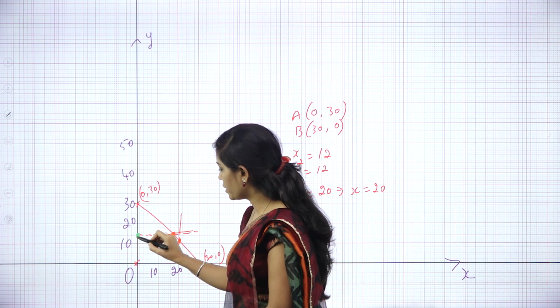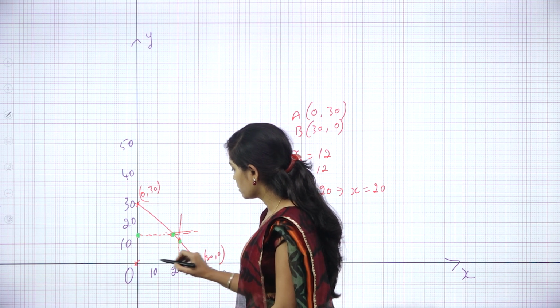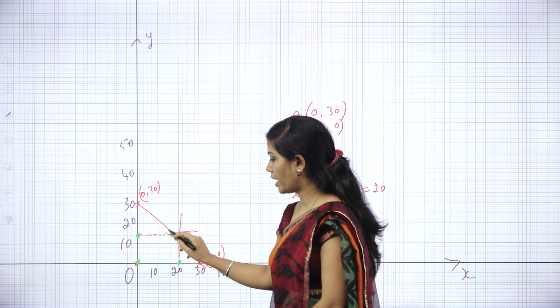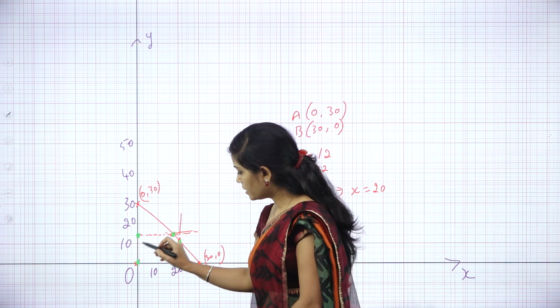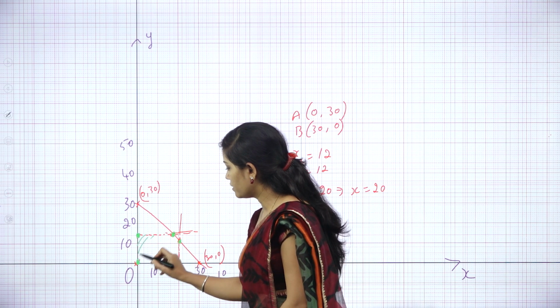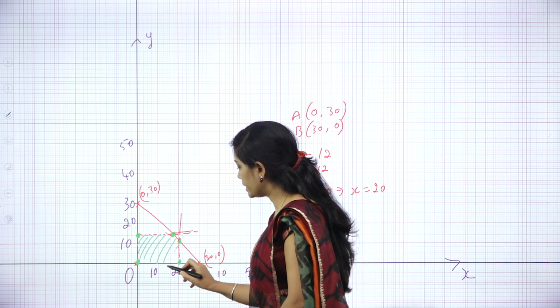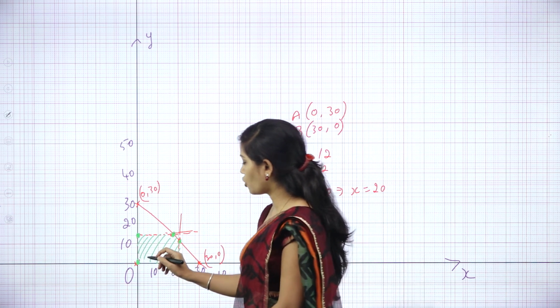So this is my corner point and this is my corner point. I have 5 corner points. The area below the constraints is called the feasible region. So I will shade this feasible area. Here I got 5 corner points. So which are the corner points?